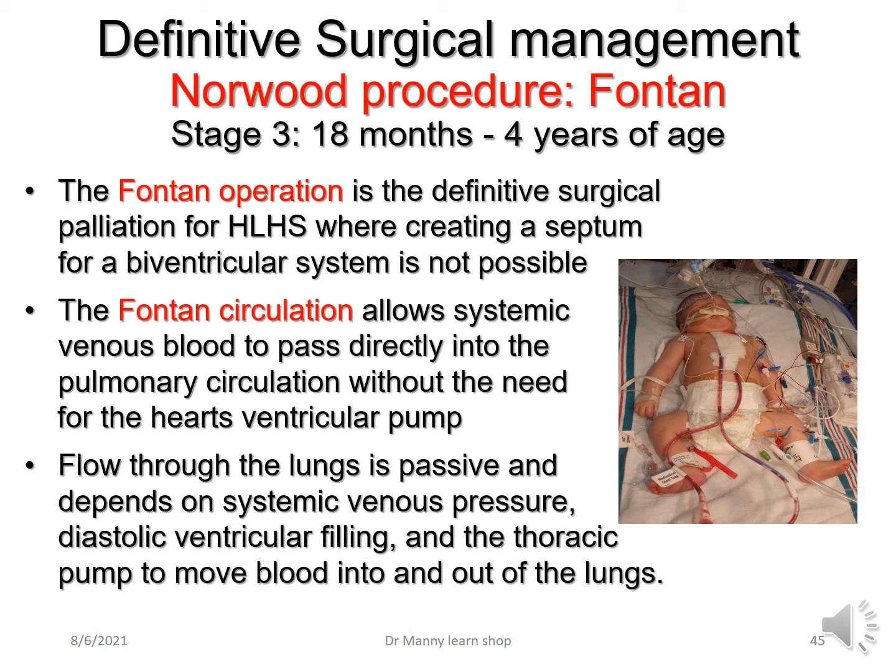There aren't 2 ventricles here. There's only the right ventricle. The left ventricle doesn't exist, or it's so inadequate it can't be utilised. Now, the Fontan circulation allows systemic venous blood to pass directly to the pulmonary circulation without the need of the heart's ventricular pump. And flow through the lungs is passive and depends purely on systemic venous pressure, diastolic ventricular filling, and the thoracic pump, breathing, to move blood in and out of the lungs.